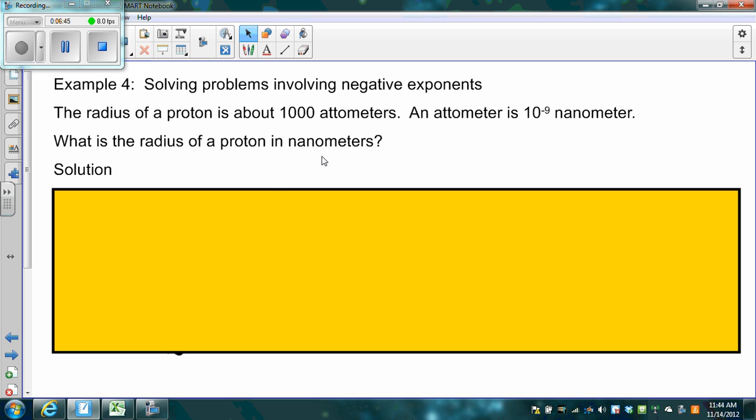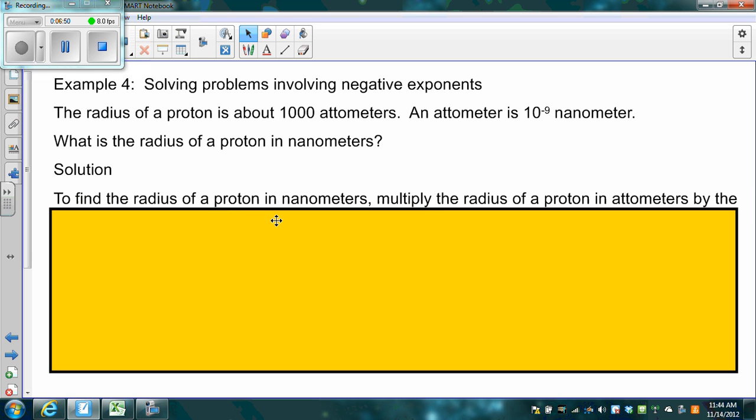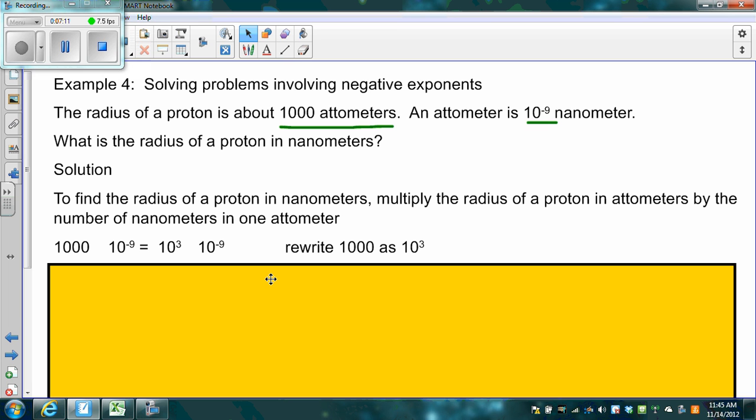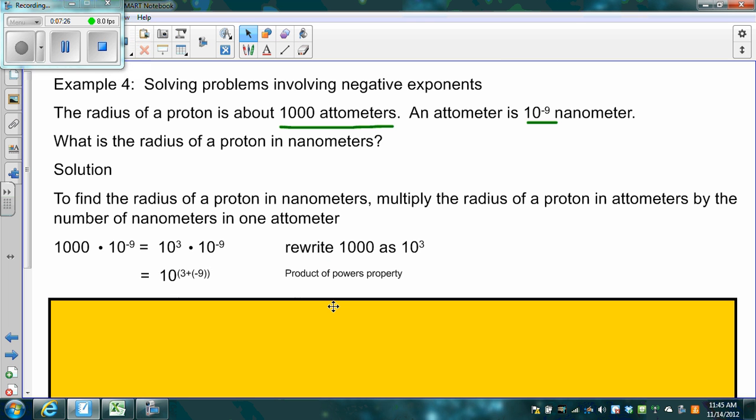So if we want to find the radius in nanometers, we can use what we've been doing with the exponents to find this. So the first thing we need to do is find the radius of a proton in nanometers by multiplying this radius here by the number of nanometers in 1 attometer. So here we're going to first start, and I forgot my multiplication again, I'll add it in now. We're going to rewrite 1,000 as 10 to the 3rd. That way we have both with the same base.